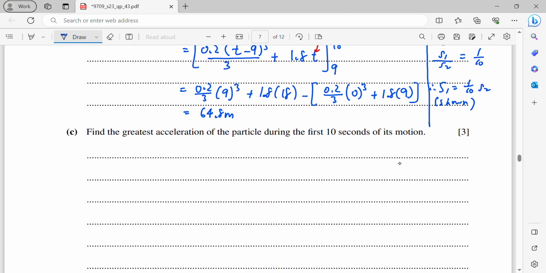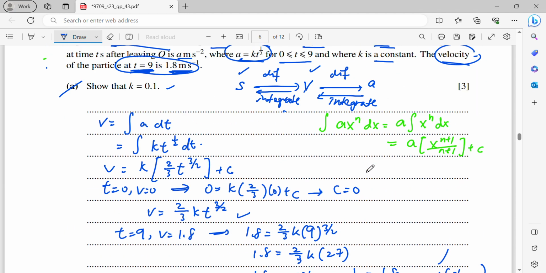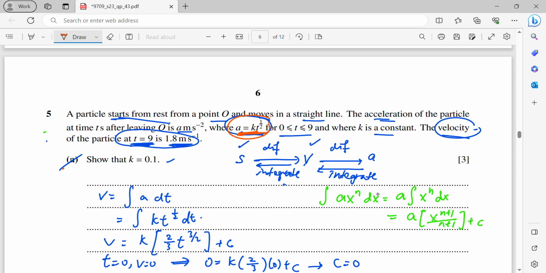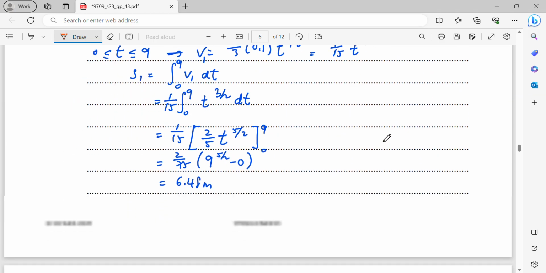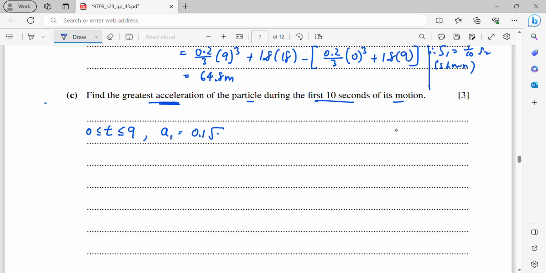Right? Now find the greatest acceleration of the particle during the first 10 seconds of its motion. We need the acceleration. So now I will rewrite the acceleration for the first 9 seconds. So I let it be A1. So where is my A? Okay, now it's given here. A is k t to the power half, which is here. And we have found the k just now. The k is 0.1. So I will just replace it with 0.1 square root t, when t is from 0 to 9, that is my A. I let it be A1. So it will be 0.1 square root t.